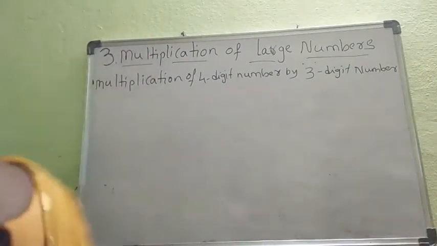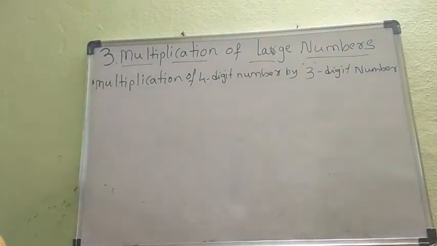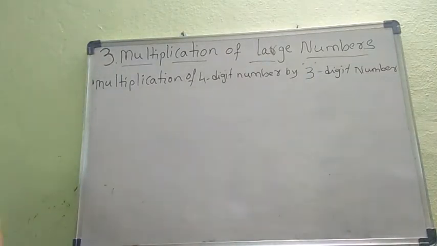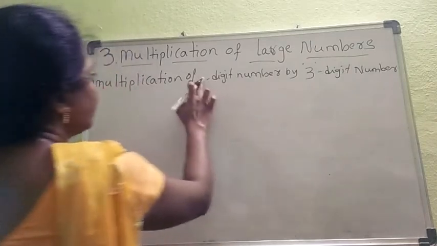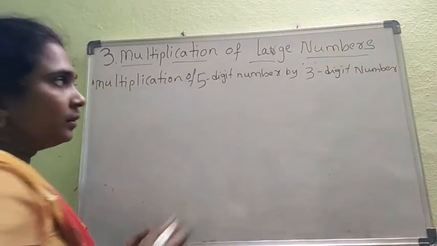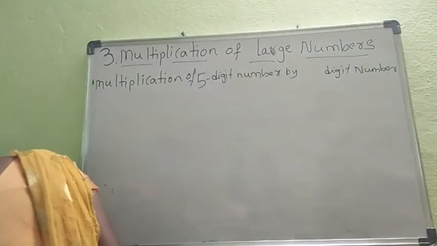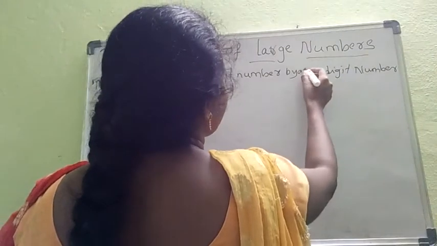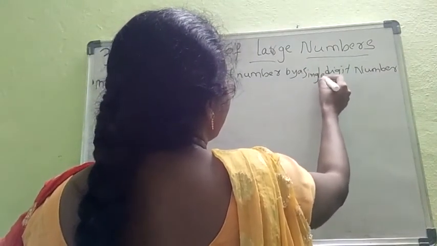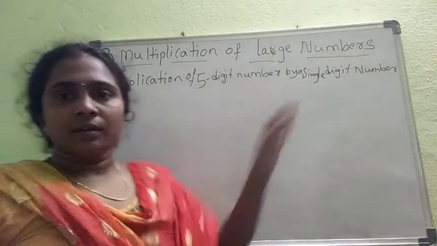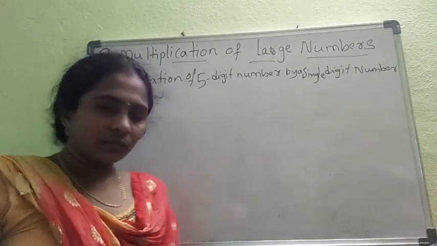Next, we will learn 5-digit number multiplication, right? Multiplication of a 5-digit number by 1 digit, right? So, what is our next concept? Multiplication of a 5-digit number by a single digit. Okay, first we will learn by a single digit, right? Multiplication of a 5-digit number by a single-digit number.